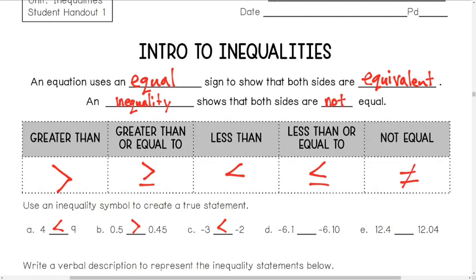Again, reading from left to right, -3 is less than -2. D, we would have -6.1 and -6.10. Those are equal. And E, 12.4 and 12.04. 12.4 is larger than 12.04.